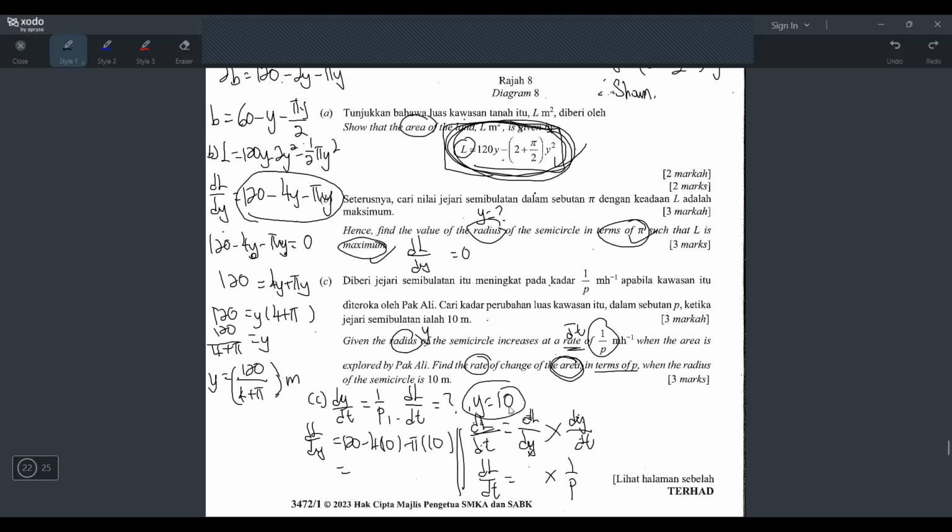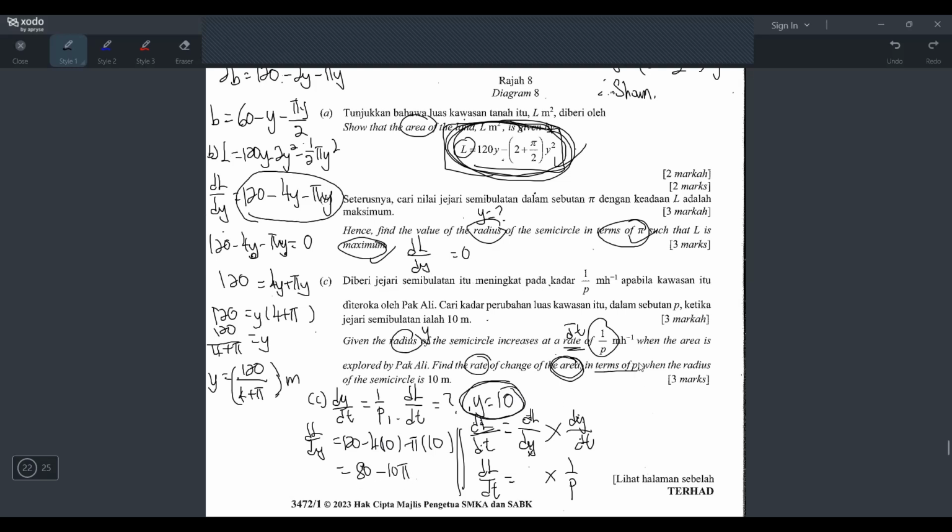It means this y value they give you is to substitute after you differentiate, not before you differentiate. Before you differentiate, substituting this y can only help you to find L, which is not helpful in this case. What I want is to differentiate first, then only substitute 10. So you will end up with 120 minus 4 times 10, which is 40. So you get 80 minus 10 pi.